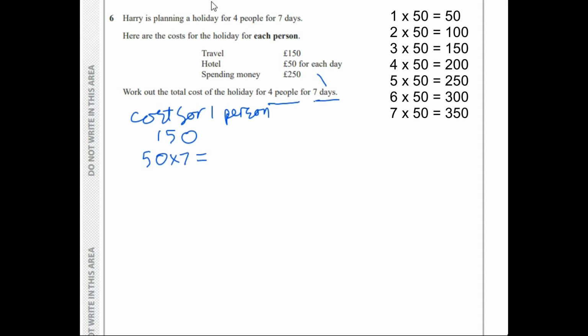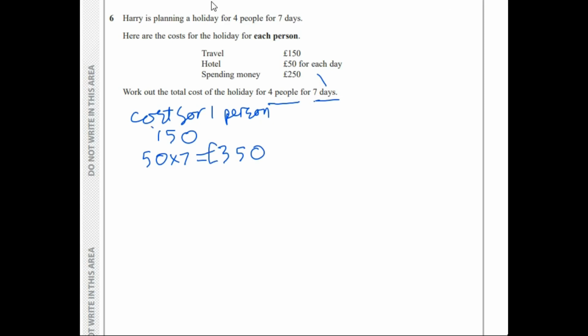Now, if we look at our 50 times tables, we have 50, 100, 150, 200, 250, 300, 350. There we go. So if we just count up on our fingers, we get to 350 is equal to 50 times 7. Don't forget the pound sign there. That's always a good piece of advice. Remember your units. And now lastly, spending money, £250.